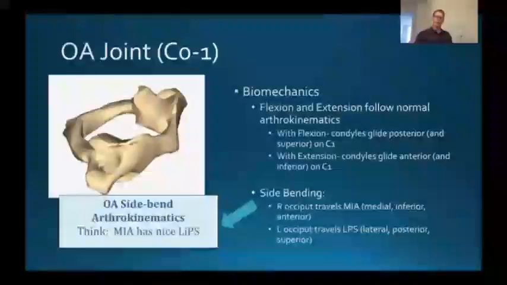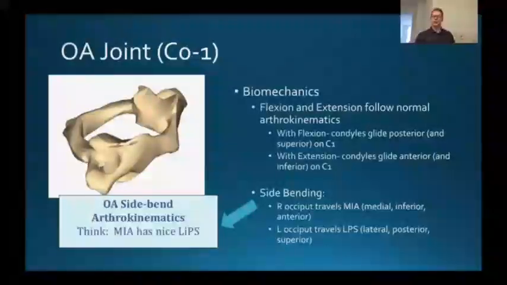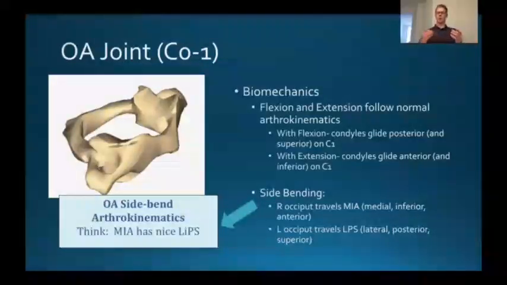When we talk about OA joint biomechanics, as I mentioned in the last slide, the flexion and extension are going to follow the normal arthrokinematics, almost similar to C3 to C7. So with upper cervical flexion, everyone doing a chin nod or giving yourself a double chin, the condyles are going to be gliding posterior on C1. So the head is moving posterior, it's going to roll anterior, glide posterior. The opposite occurs with extension. With upper cervical extension, the condyles are going to be gliding anterior. So it's going to roll posterior, glide anterior.